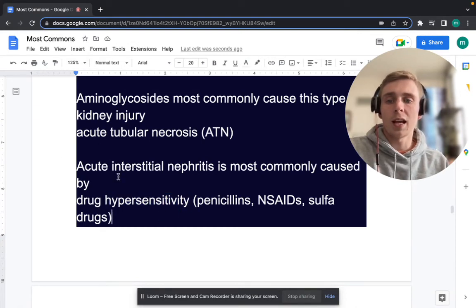Someone said AIN, acute interstitial nephritis, always involving NSAIDs. How I remembered it initially was A for allergy, I for interstitial maybe, and N for NSAIDs. Oh, I know: A for allergy, I for infection, because it can be infection as well, and N for NSAIDs. But you could say always involving NSAIDs as well. So that's drug hypersensitivity to these drugs, but also penicillins, NSAIDs, and also sulfa drugs.